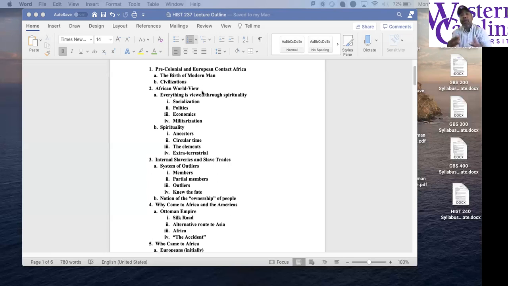So that may even help you better understand the notion of ancestors and give you a better look into the worldview by understanding circular time and ancestors. Then that can help you with understanding socialization, politics, economics, and militarization. But then you also have the third part, the elements, right?